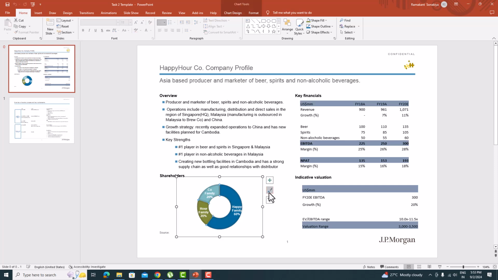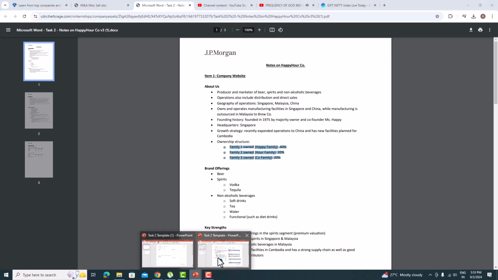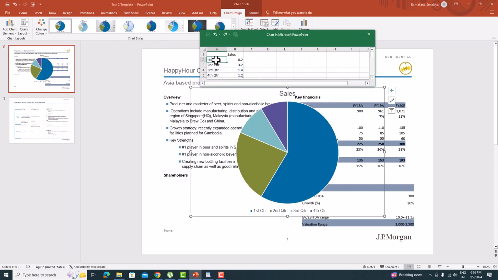Next is their shareholders. You can present it in a table, but for a rich visual experience, it's better to present it in other forms. I used a pie chart here. Note down the data, you will need it later. Go to Insert, Charts, and select Pie Chart. Insert your data in the fields, and your pie chart will be ready. Adjust the visuals of the pie chart accordingly.